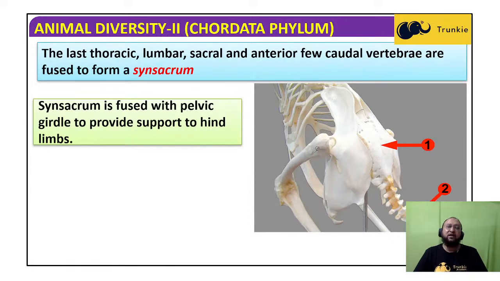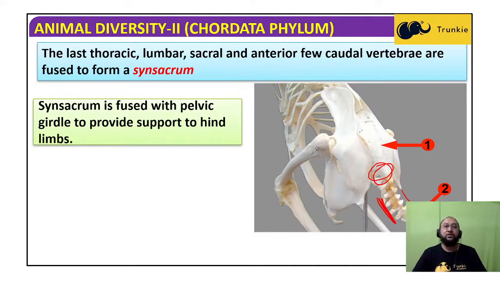So the thoracic vertebrae, lumbar vertebrae, and the last one, sacral vertebrae, are fused, along with the anterior few caudal vertebrae. You can see in the diagram, caudal is the last group of vertebrae. These are the caudal vertebrae, the red one I am showing. This is a caudal vertebra, and the fused one. There are some caudal vertebrae here also. Caudal means the last: caudal vertebrae, sacral vertebrae, lumbar vertebrae, and thoracic.